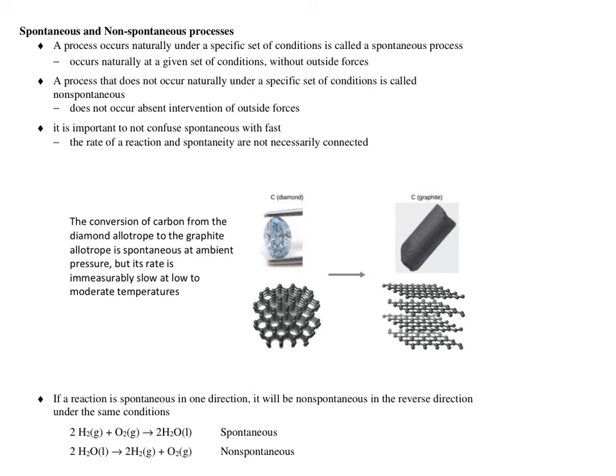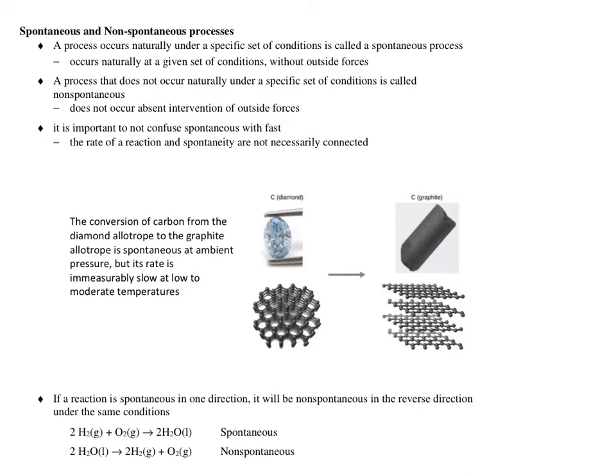All right, this portion of the course we're going to be concerned with spontaneous and non-spontaneous processes. A spontaneous process occurs naturally under a given set of conditions, and a non-spontaneous process does not. A non-spontaneous process is going to require some intervention from outside forces for it to be able to occur.